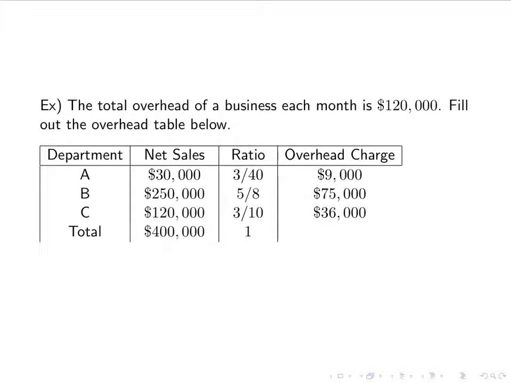And again, I need to finish off my table by finding the total overhead charge. So if I add these up, I better get 120,000. And I do. So again, I know that I did it correctly.